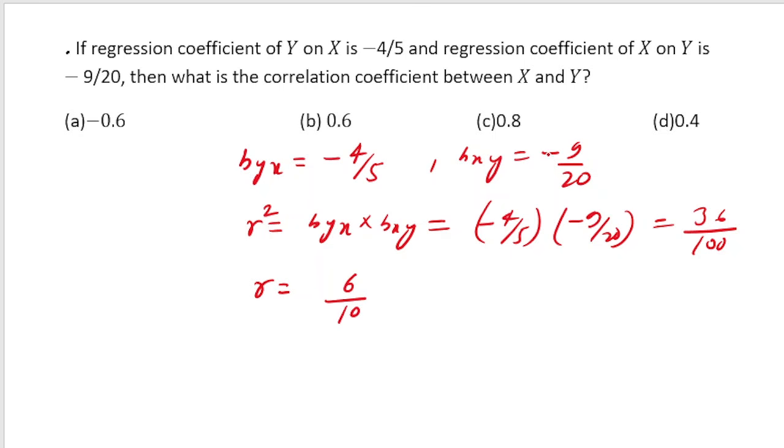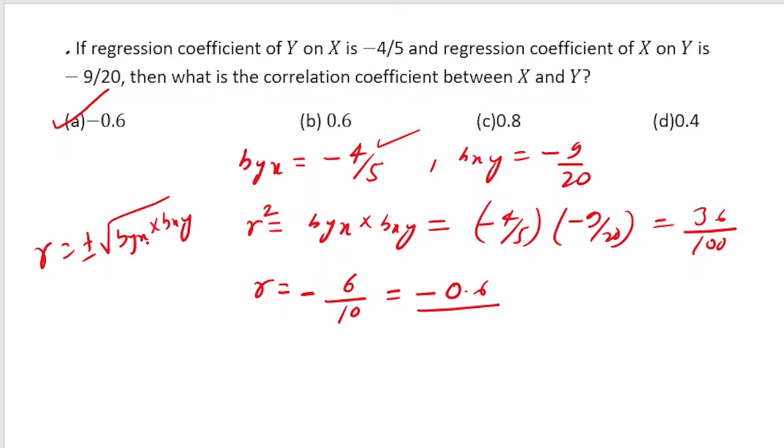But the sign we take same as the sign of byx and bxy, because these are negative, so this should also be taken as negative. This is a property. Watch the previous video to get a better idea. So -0.6. So the correct answer is A. If these are positive, then we take the positive value, because r is plus minus under root byx into bxy, and the sign of r is dependent on the sign of these two parameters.